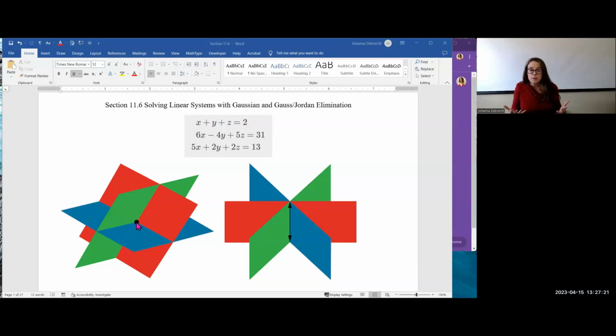So it's one unique point. Now, how would we give the point? Just like we have ordered pairs in two-dimensional space, we have ordered triples in three-dimensional space. So we would give the x coordinate, the y coordinate, and the z coordinate, and that would locate it in three-dimensional space. Now let's look at the one over here on the right.